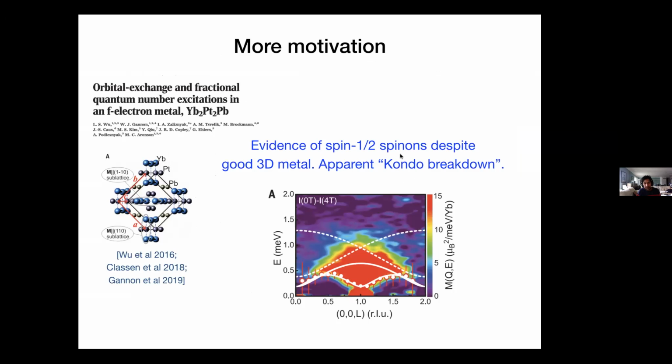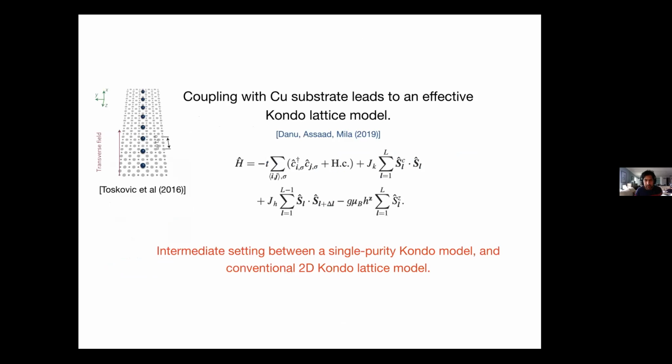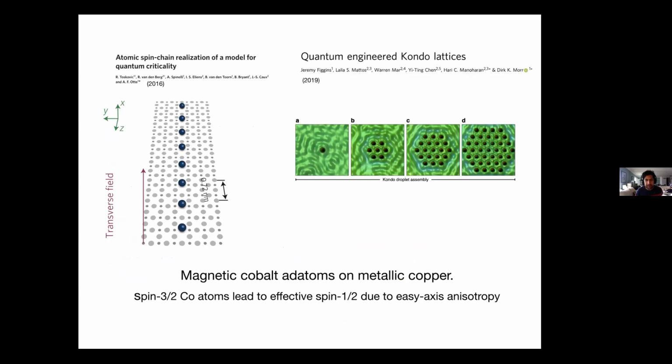There's some material, ytterbium platinum tin, and it has these 1D chains which sort of decouple from the whole electronic bath around them, and you find very much spinon-like physics. The same thing happened in this other experiment. They found evidence of spinon-like features.